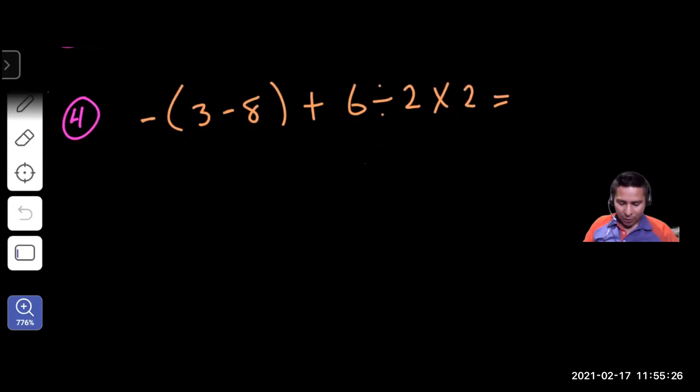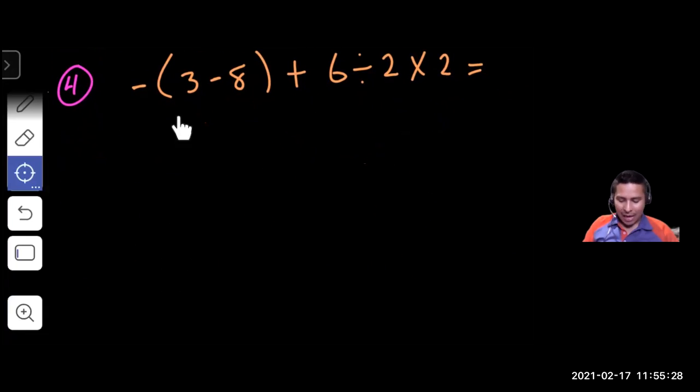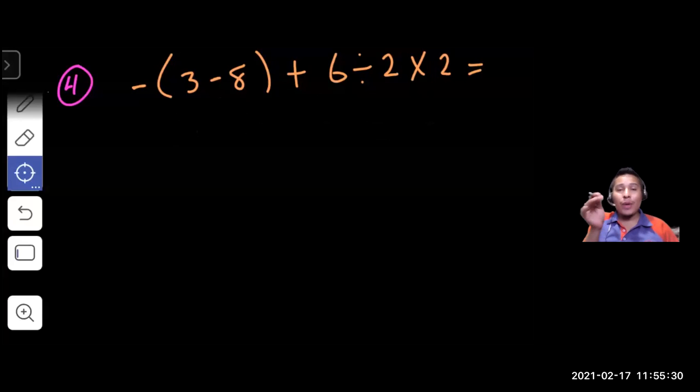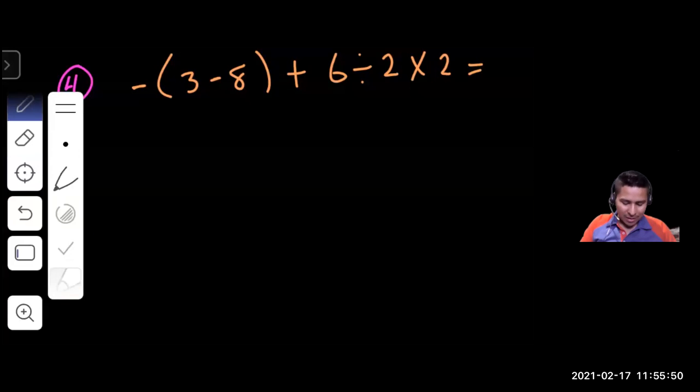Let's go to the number 4. Perhaps in this one, we have to work just a little bit harder, not that much. This is a combined operation since I have parentheses, addition, subtraction, division, multiplication, all the four arithmetic operations. However, I need to follow an order, which is PEMDAS. Parentheses, exponents, multiplication or division, finally addition or subtraction. Let's get started. What is the first thing that I have to solve here?